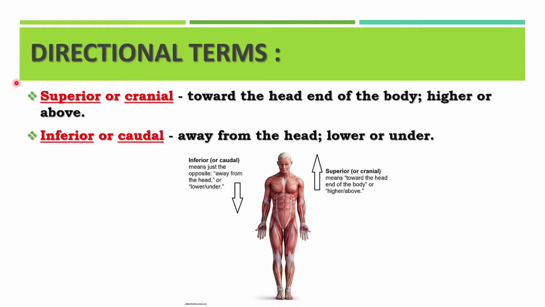Then there are many directional terms which are used in anatomy, and you will frequently meet these terms in your anatomy books. Starting with the first term, that is superior, which is also known as cranial. Superior means something which is towards the head end. As you can see in this image, this arrow is shown upwards. That means it is superior, towards the head end, and it is always higher or above. Then inferior, which is also known as caudal, means something which is away from the head and it is something lower or under.